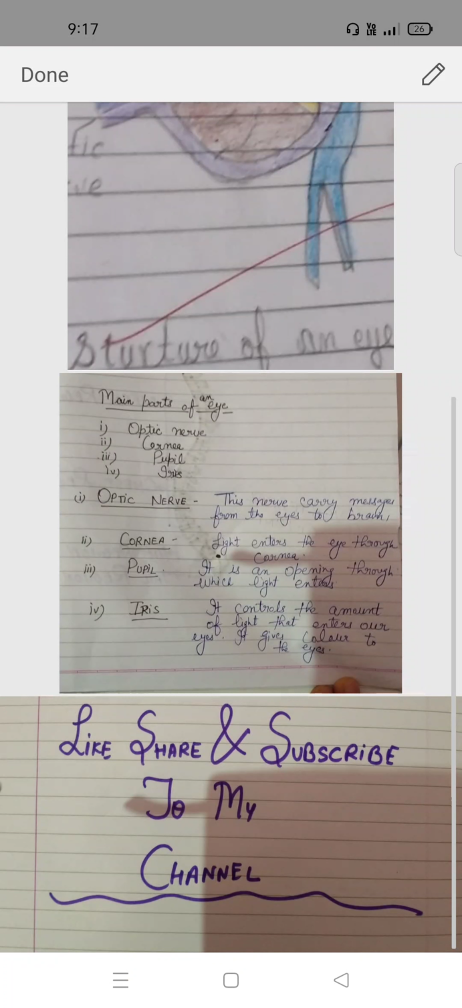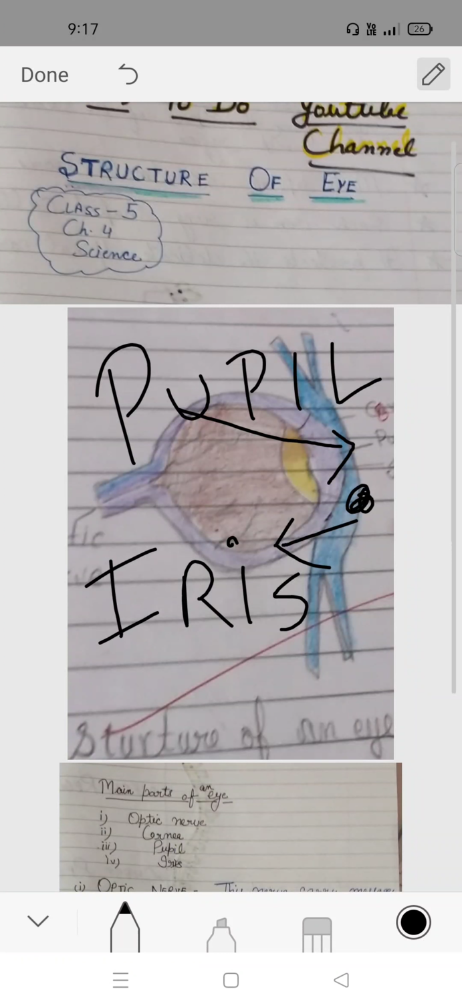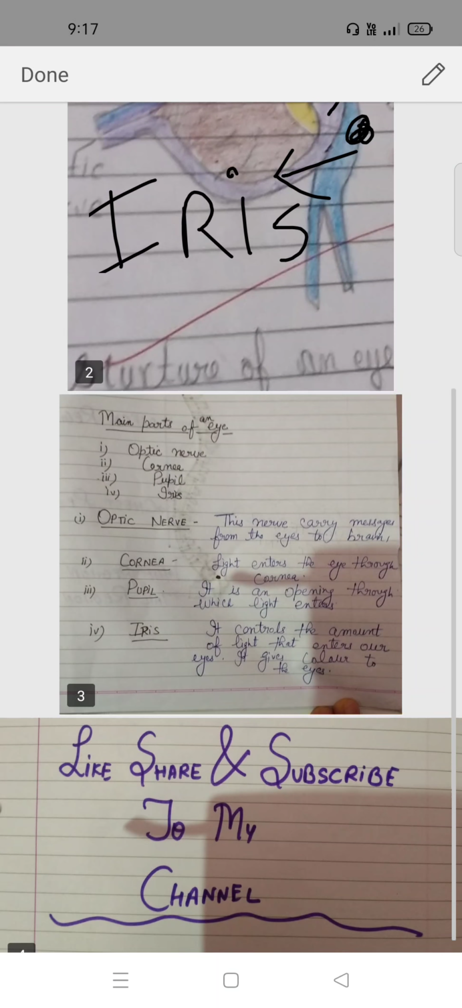Next is the iris. In the picture, this is the iris. Its explanation is that it controls the amount of light that enters our eyes. It gives color to the eyes. So the color of our eyes is because of the iris, and different types of people have different colors of eyes.